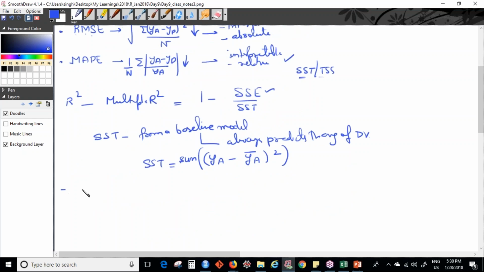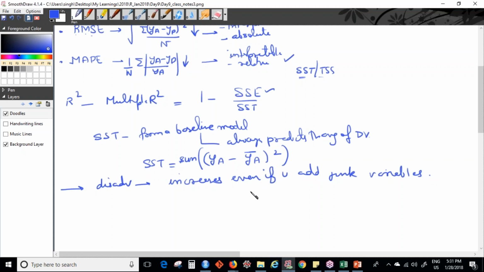Now multiple R square has a disadvantage. The disadvantage is that it increases even if you add junk variables. Even if you add variables which are actually not helping your model, your multiple R square will still increase, which is not good. So it is very difficult to judge how good a model is just based on R square. So R square is not used.